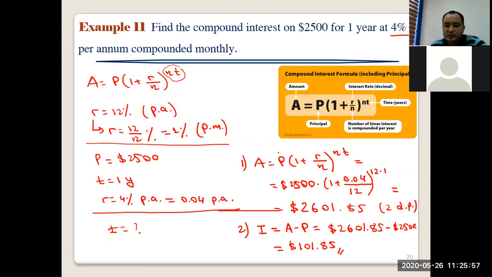Once again, here R is per annum, and this N is the number of periods. That's all. If you have any question about this, you may ask. Don't be shy. Otherwise, we'll talk about something different. That's all about simple interest and compound interest.